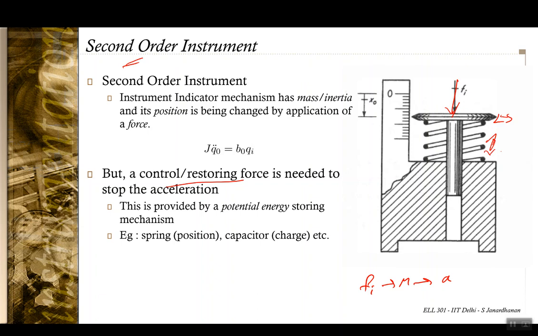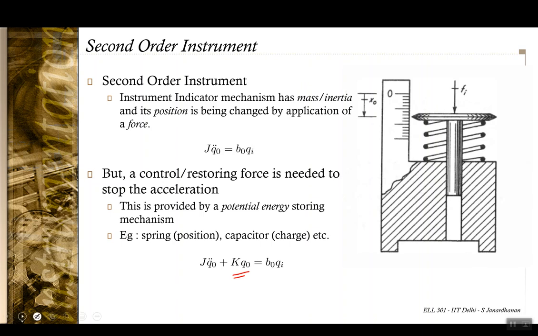Now in a mechanical system, this mechanism for storing potential energy can be a spring. In an electrical system, it would be a capacitor. The spring stores position based energy like a potential energy, and the capacitor stores charge, which is again a form of potential energy. Now since you have a restoring force, you would have this additional term that indicates the energy storing element.